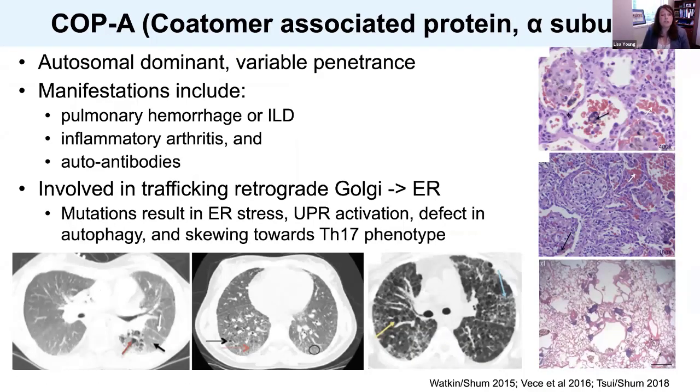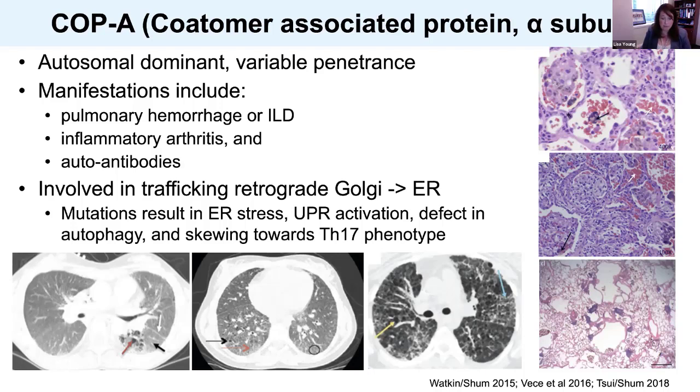Just a few others to mention. One is a syndrome called COPA, or coatomer-associated protein. This causes disease in an autosomal dominant manner, but again with variable penetrance. Some of these patients will have pulmonary hemorrhage, quite prominent pulmonary hemorrhage. They can have other interstitial lung disease, may also have inflammatory arthritis and autoantibodies. This protein is involved in trafficking retrograde from the Golgi to ER, and so you get ER stress in the lung and a Th17 type phenotype.